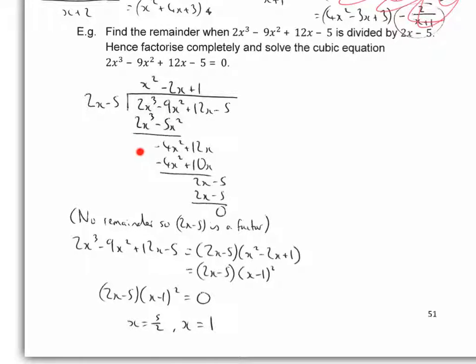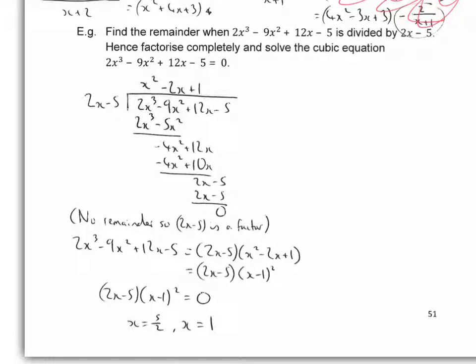Do the takeaway, nothing there. Minus 9x squared, take away minus 5x squared, gives you minus 4x squared. 2x into minus 4x squared is minus 2x. Minus 2x times this thing here is minus 4x squared plus 10x.